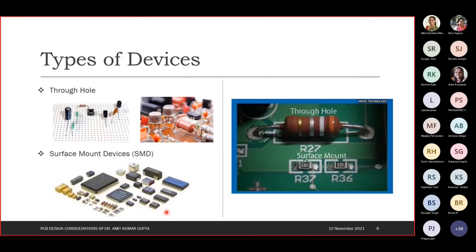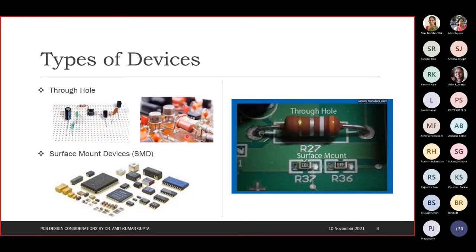Okay, so this was about an idea how a system is designed, the process of that. Now we'll talk a little bit about the types of devices. Majorly, I would like to classify them in two parts. One is through hole. As you can see here in the picture, all of these devices are called through hole. They have a big lead.